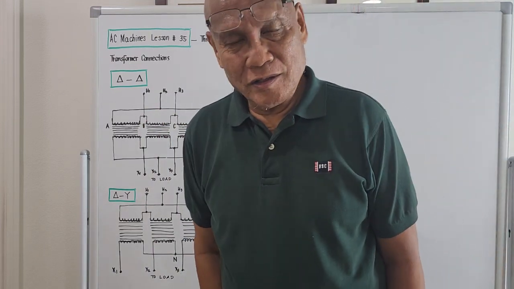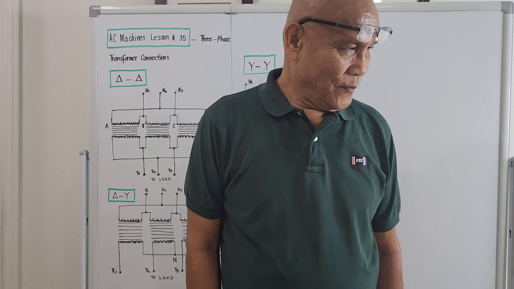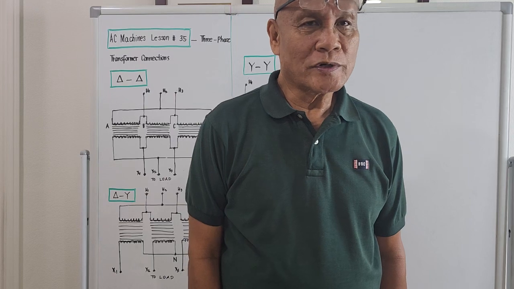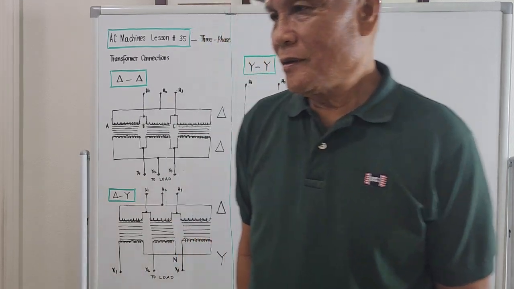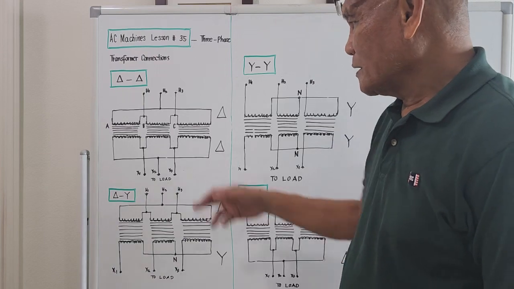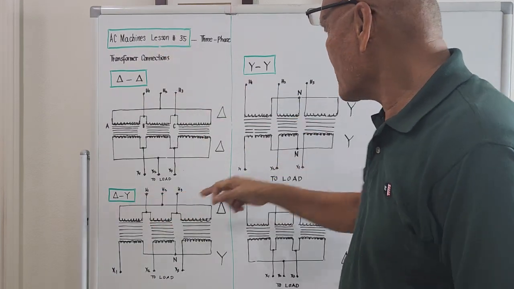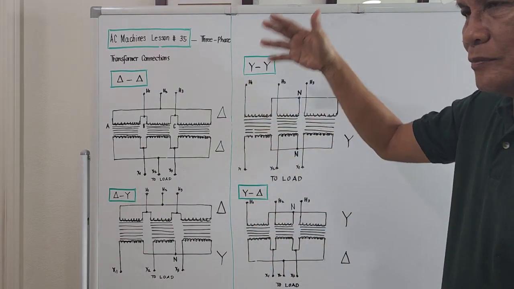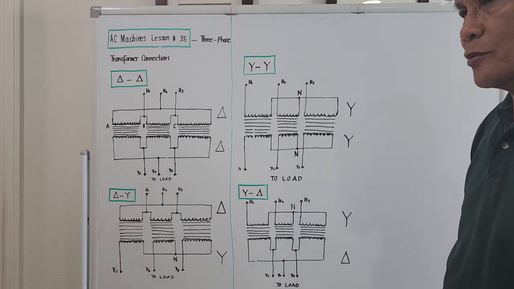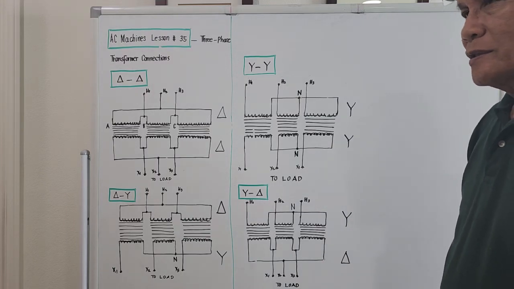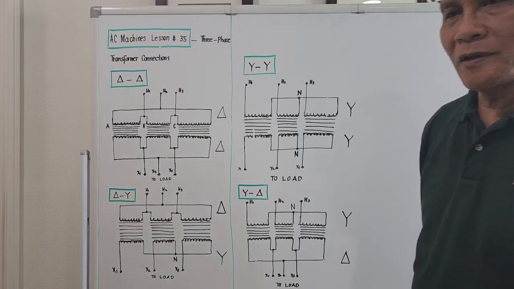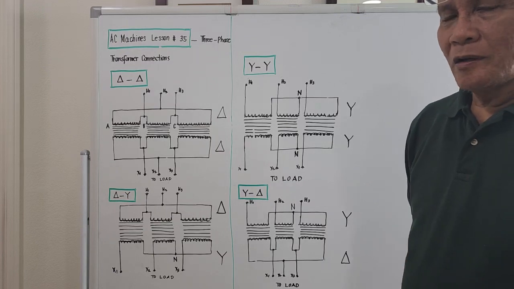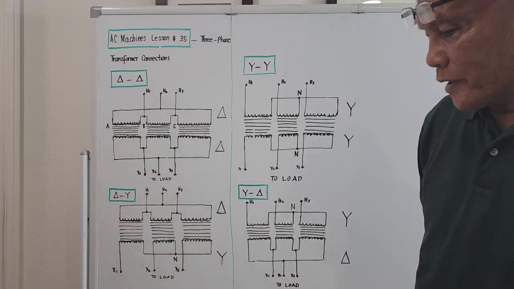We are just discussing the four most usable connections under the study of transformers, that is, the most popular ones: the delta-delta, delta to Y, Y-Y, and Y-delta. These are the most popular connections for transformers. There are other connections, but the conditions for them to occur will be special. We'll do that later maybe. Okay, let's proceed.